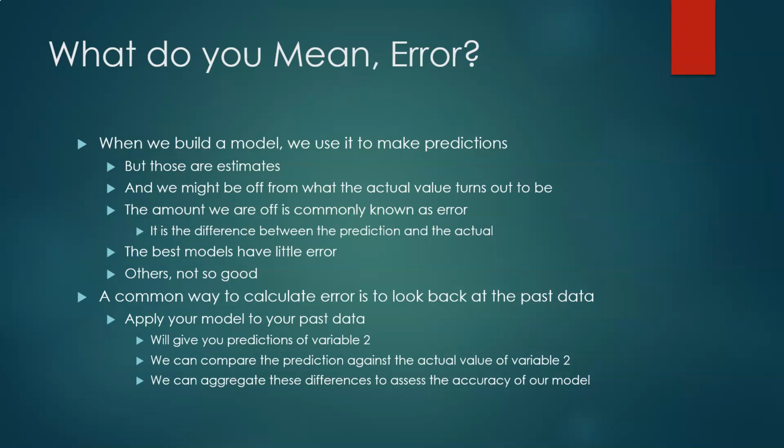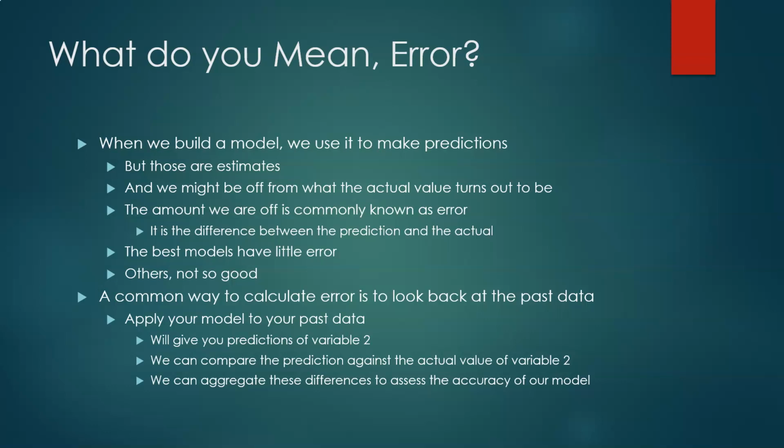It's not really error in the sense that there's something wrong with the model. It's error in the sense that there's something different between the predicted value and the actual value. And the best models have little error. We'll look at ways to determine how accurate a model is. But some models aren't so good, and they have a lot more error.